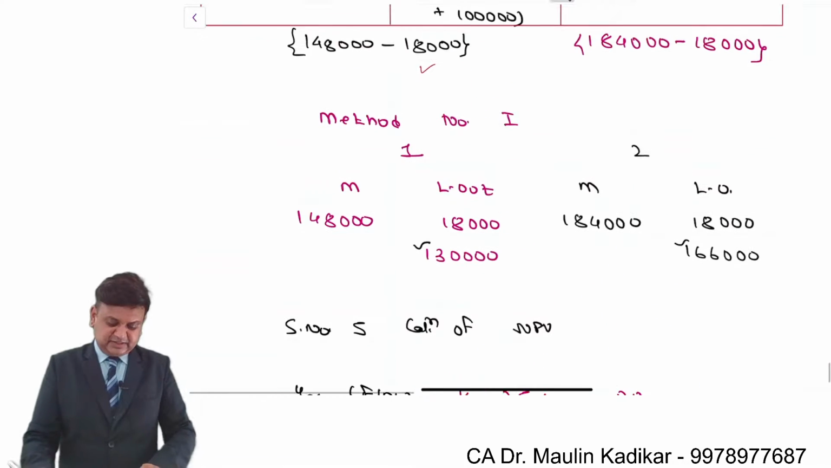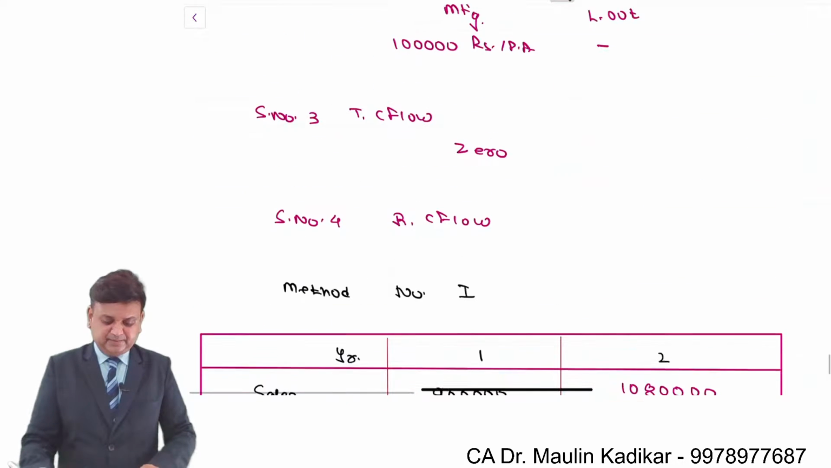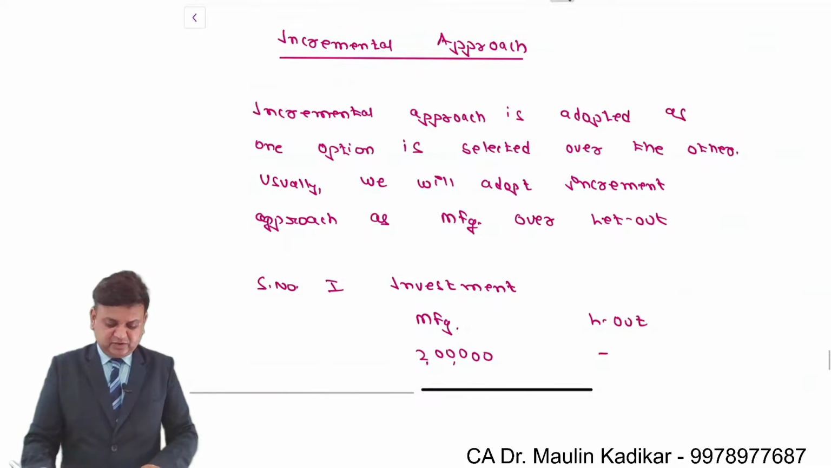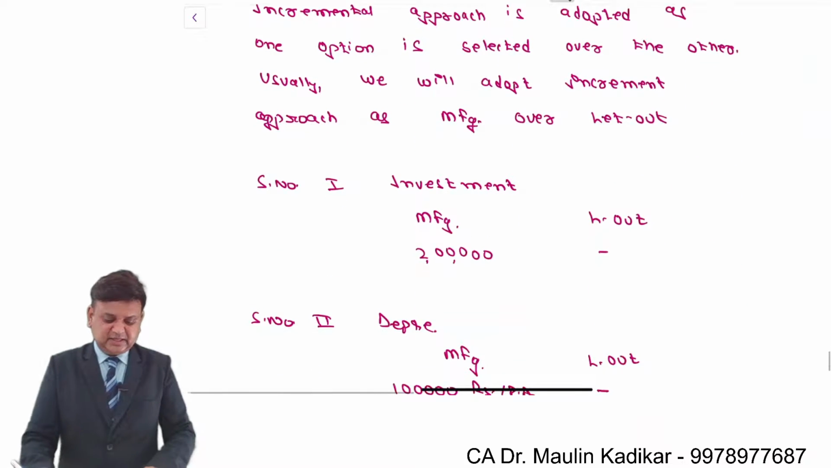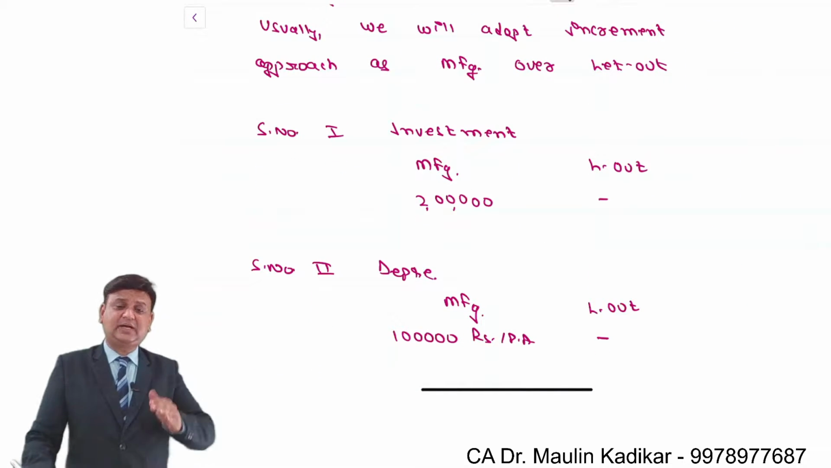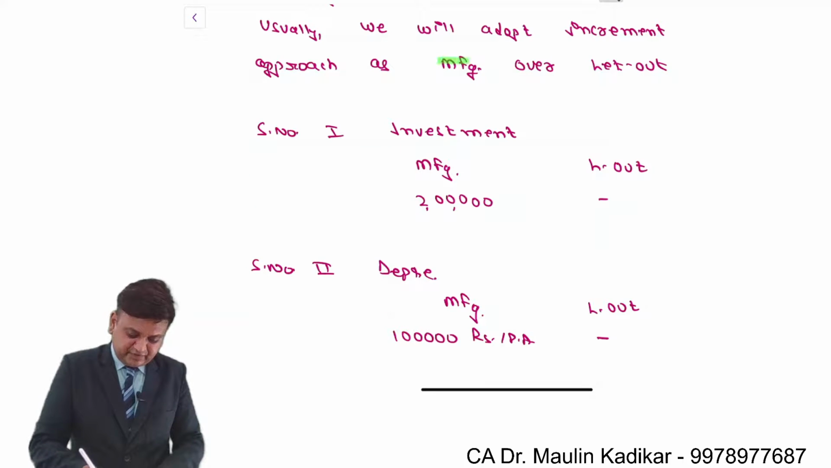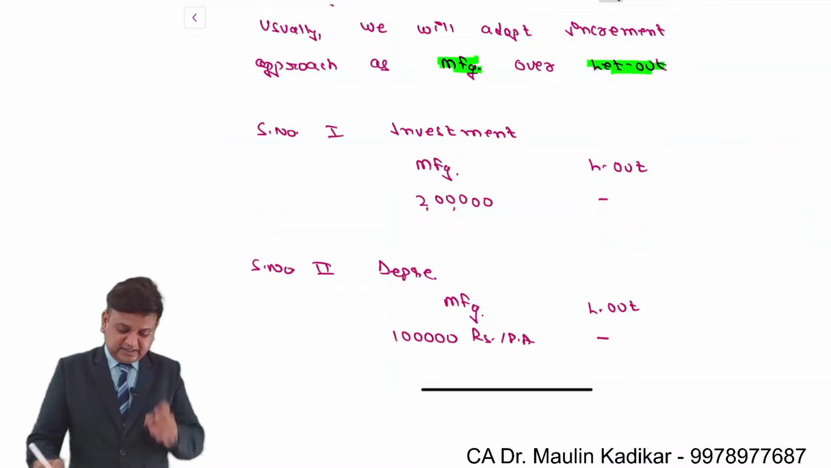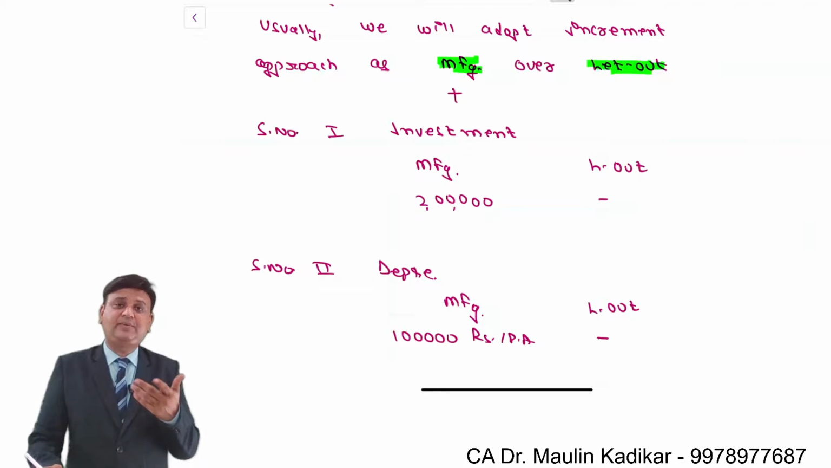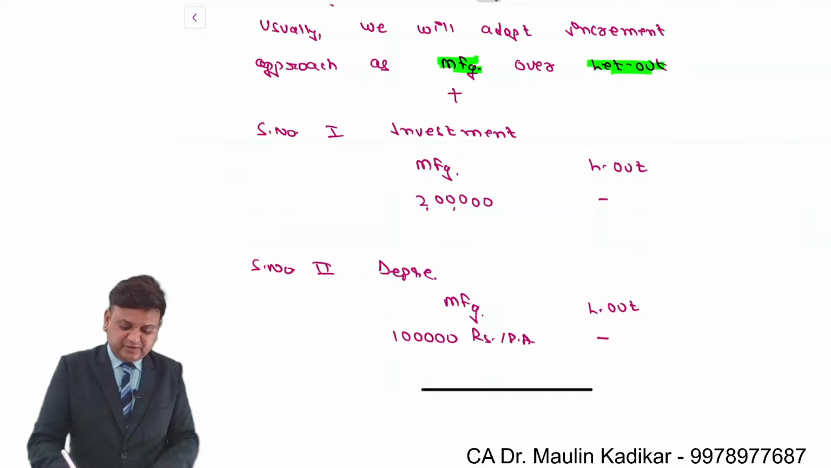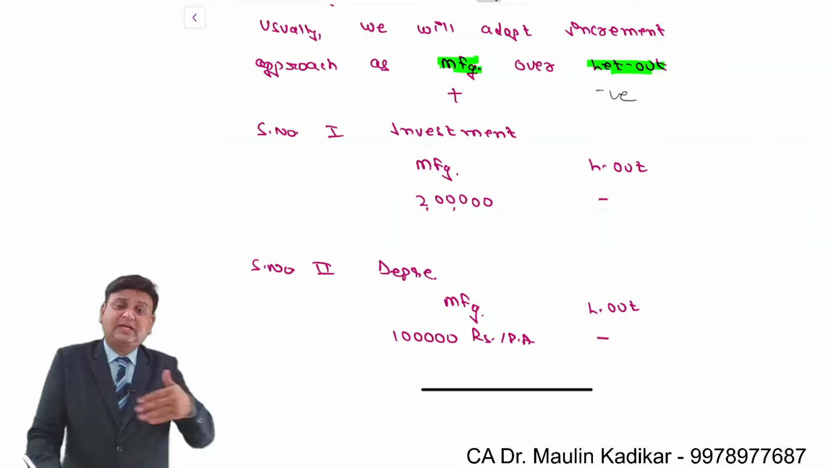Now the NPV that we have found is positive. So when you have a positive NPV, the option which has been taken as a base for preparing the incremental cash flow series will be selected. That is manufacturing over let out. If NPV is positive, then we will select manufacturing, and if it would have been negative, then we would have selected let out, as manufacturing is not as good as let out.